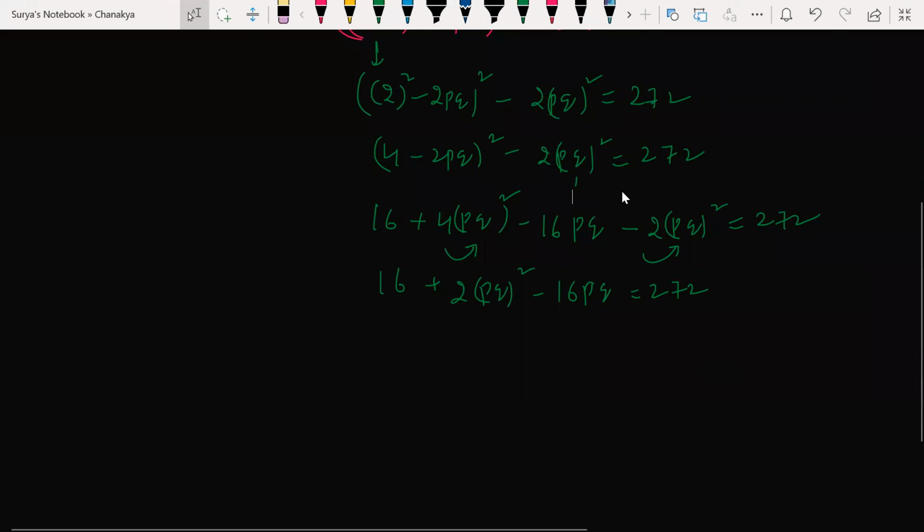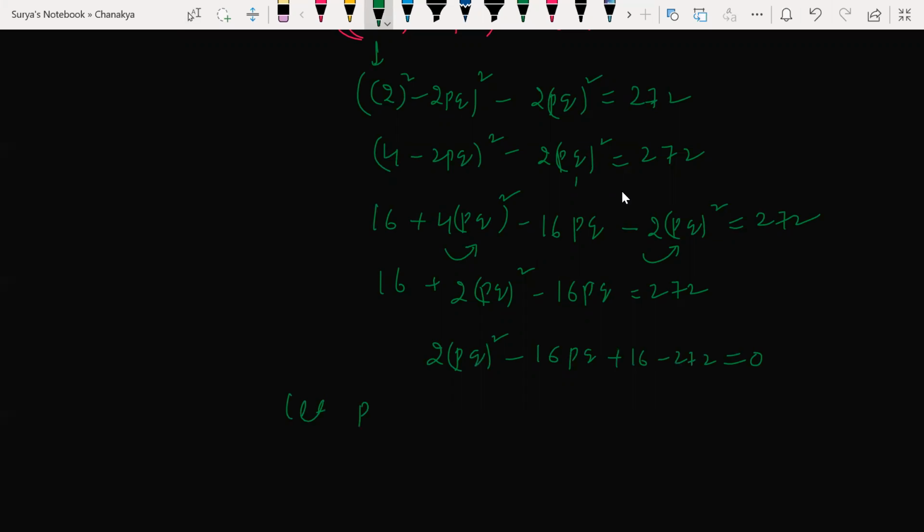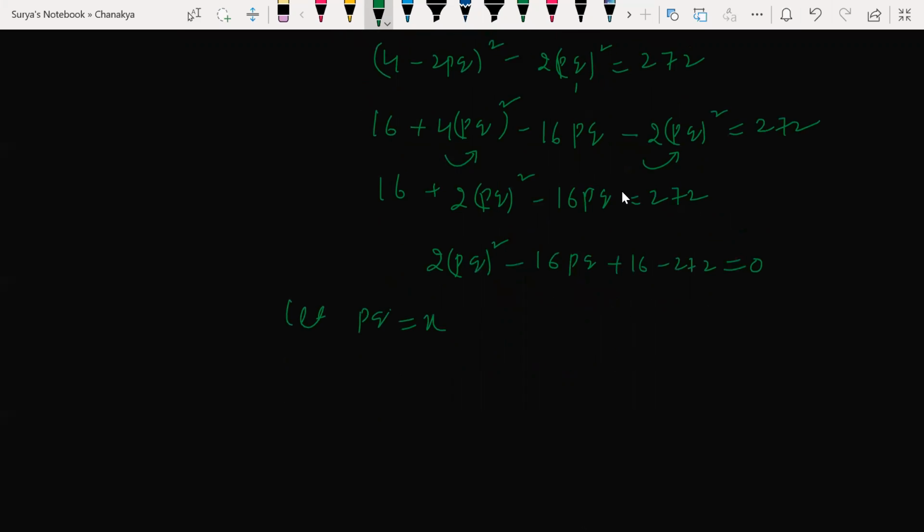Yes, sir. Now look at this here. This is what I got. Isn't it looking like 2pq whole squared minus 16pq, plus 16 minus 272? So now we'll do one thing. Let pq be equal to x. Why are we taking it as x? So that I can write it as a quadratic equation like this. So 272 minus 16, how much? 256.